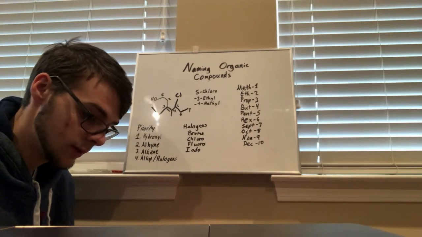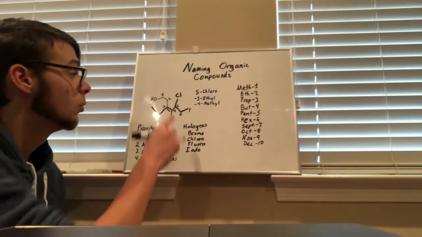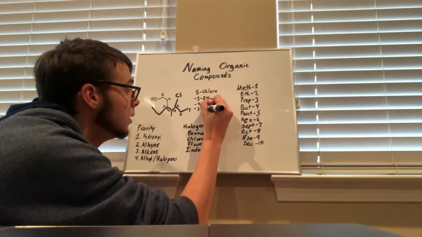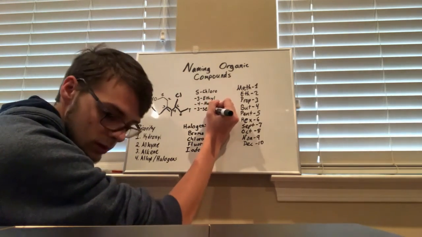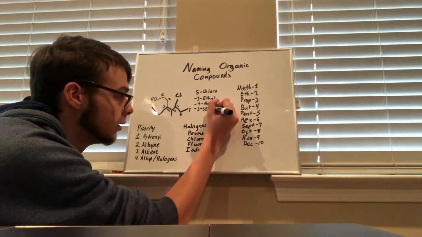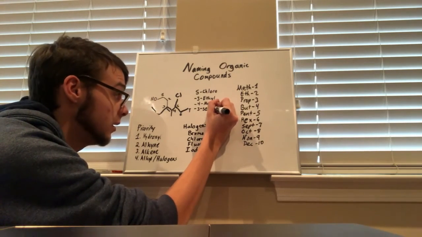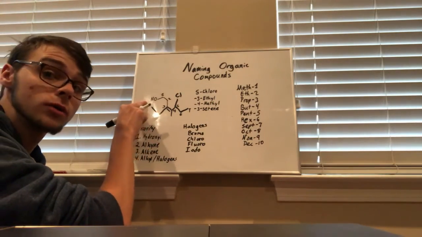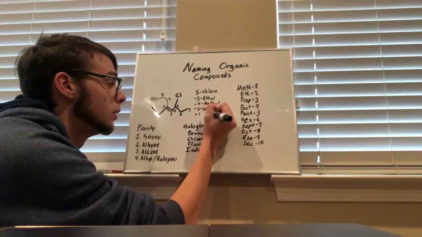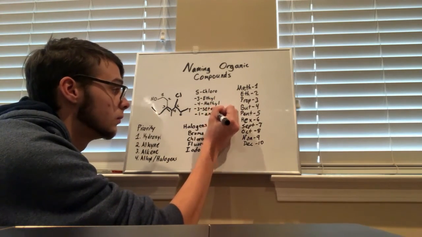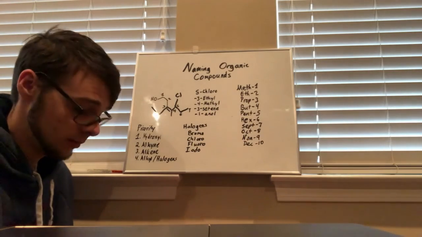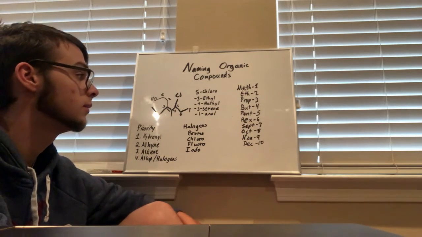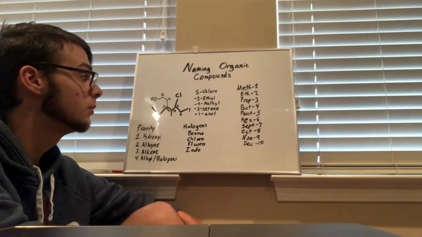And now we also have to make sure we label where our double bond is. So then we'll say 3 septene. And now we also have to label where our hydroxyl group is. 1 anol. So this full name would be 5 chloro, 3 ethyl, 4 methyl, 3 septene, sorry for the typo, 1 anol.